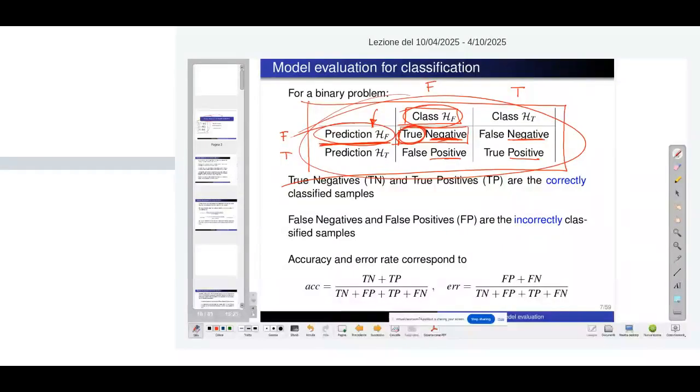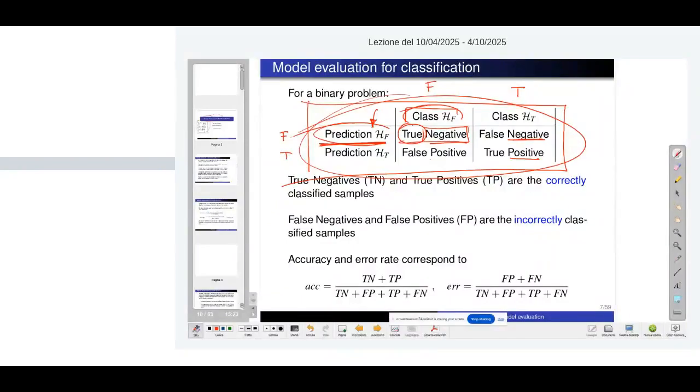Now, I don't like this way of naming things because I find that it just creates confusion. We need to remember that the second part refers to the prediction, and the first part does not refer to the class, but to whether the prediction was correct or not. But that's a standard naming that you find everywhere, so we have to stick with this way of calling the different terms.